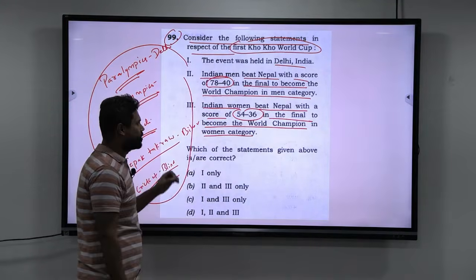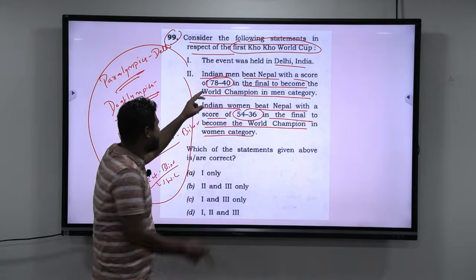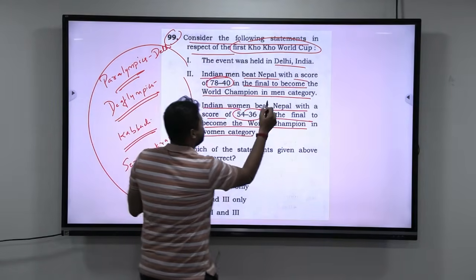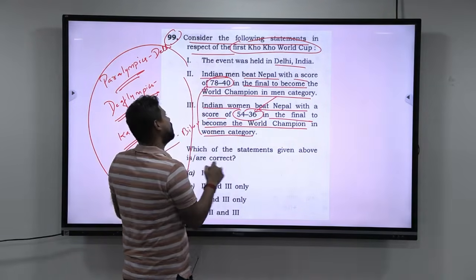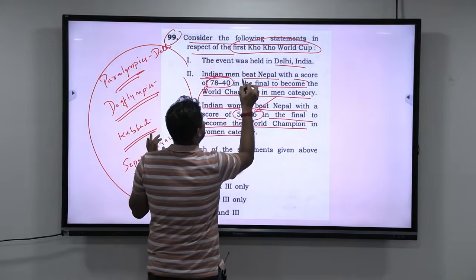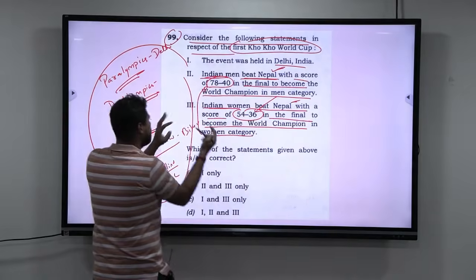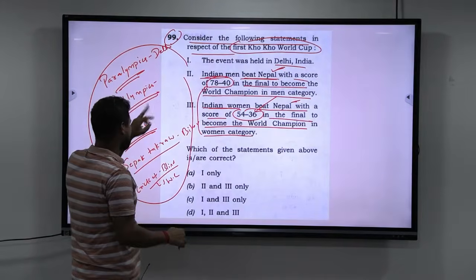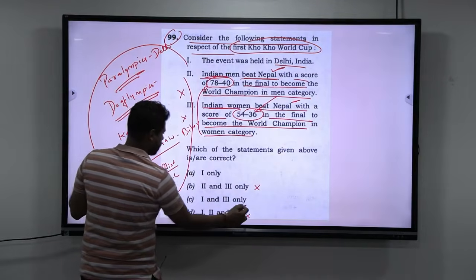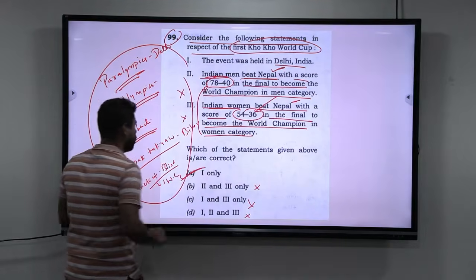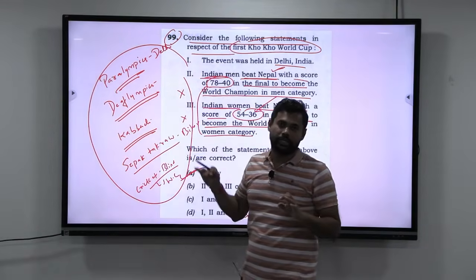Okay. Now look at this. I'm not teaching you any tricks, but I'm just telling you that usually they will interchange this. That is what they have done. So the men category score is this, and the women category score is this. Indian men have beaten Nepal, that is correct. Indian women have beaten Nepal, that is also correct. But the scores they have interchanged. So 2 is wrong; if you remove 2, 3 also goes. 3 is wrong. If you remove 3, the answer is A, 1 only. The event was held in New Delhi. But overall, I am not telling you that you should apply this logic.